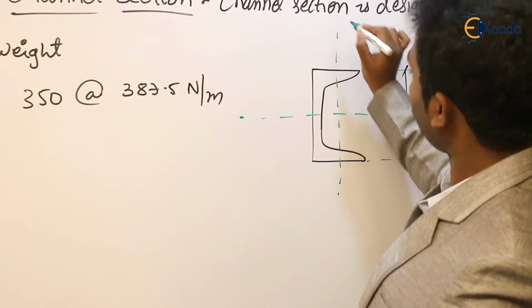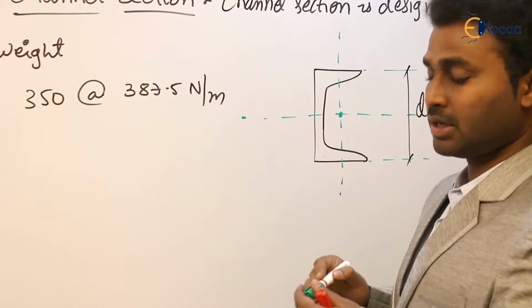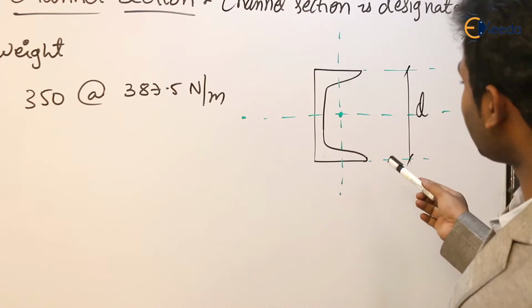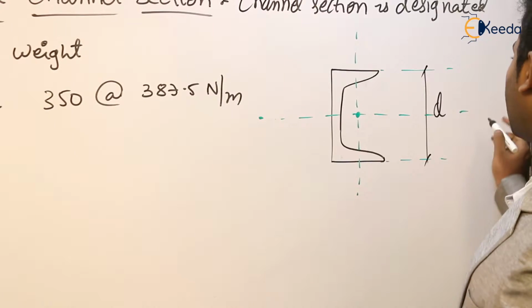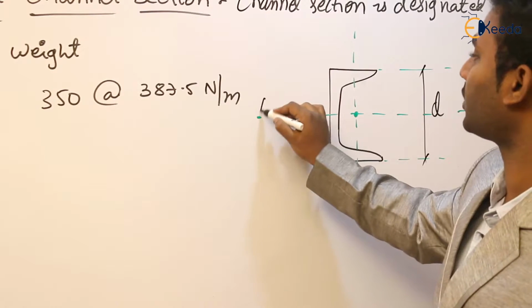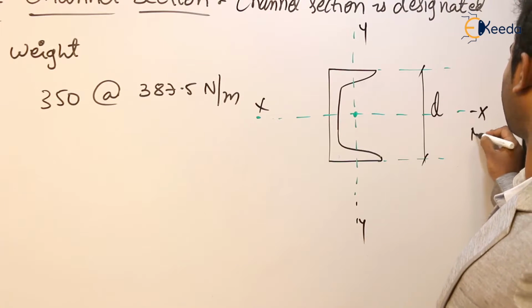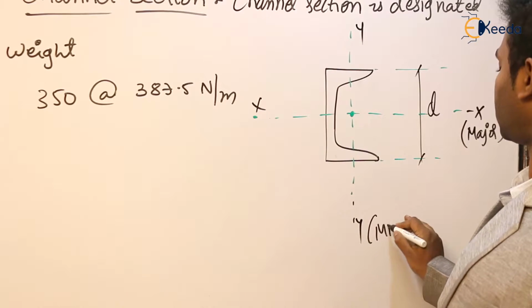That is the condition required to make these coordinate axes the major and minor axes. And that too, the overall depth is more in comparison with the width of the flange. So obviously the moment of inertia about XX is more in comparison with YY. That is the reason. So here X is known as the major axis, and Y is known as the minor axis.